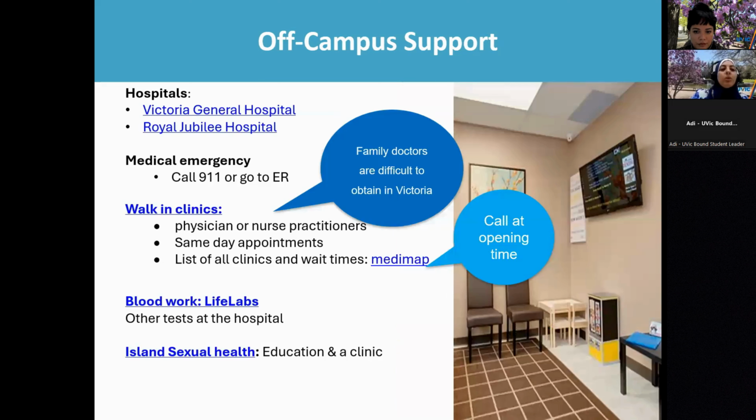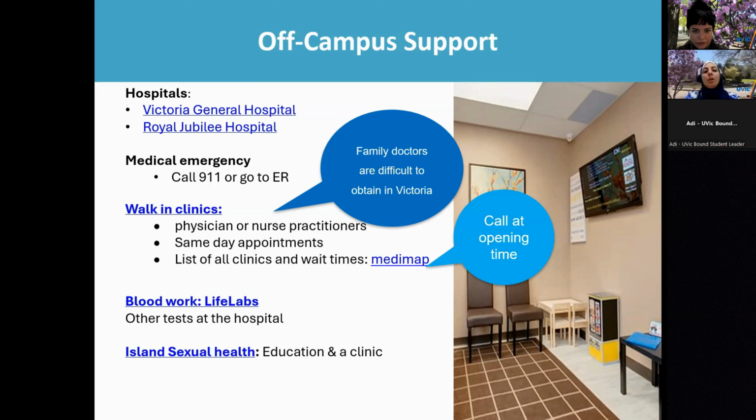But what about off campus? As we said, hospitals are for real emergencies that you cannot wait for an appointment. In Victoria, we have 2 hospitals listed there on the slide. You can also call 911 if that is the plan, because it's not that you're going to walk to the hospital, you really need help right now to come through an ambulance. And if you are able to have a ride to the ER, you are welcome to do so as well.